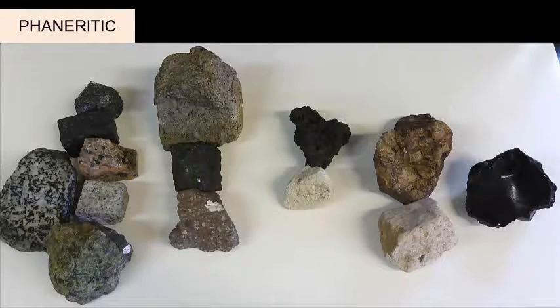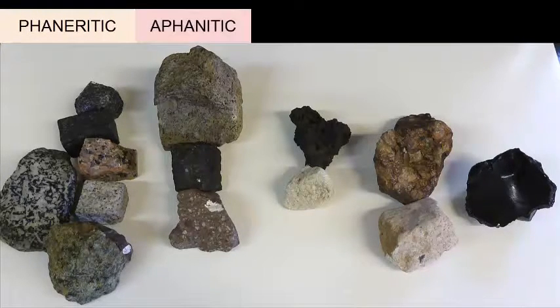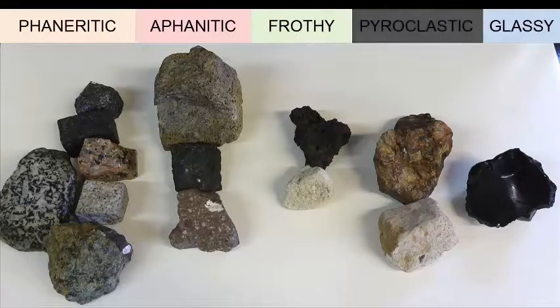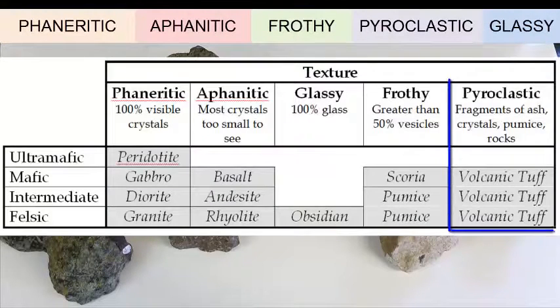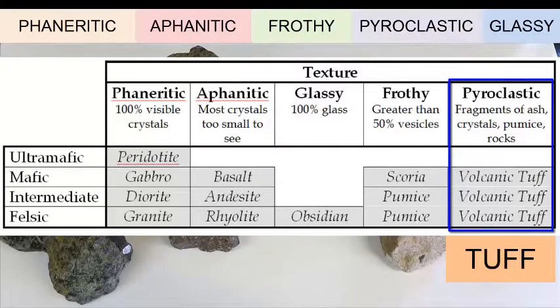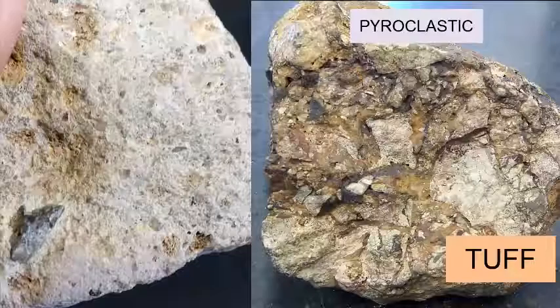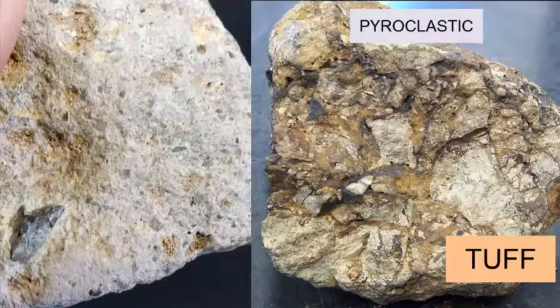Phaneritic, 100% of crystals big enough to see without a hand lens. Aphanitic, most of the crystals are too small to see. Glassy, frothy, and pyroclastic. Notice from the table that rocks with a pyroclastic texture are called volcanic tuff, regardless of their composition. However, we will find them more often in the felsic or high silica composition.